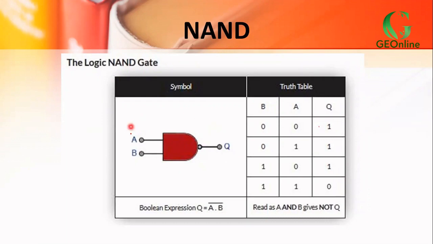So normally for AND gate, the output for these inputs A and B are 0 and 0 gives 0, 0 and 1, 0, 1 and 0, 0 and 1 and 1, 1. For AND gate, we are connecting a NOT gate. So the final output of NAND gate is 0 and 0, 1, 0 and 1, 1, 1 and 0, 1, 1 and 1, 0.